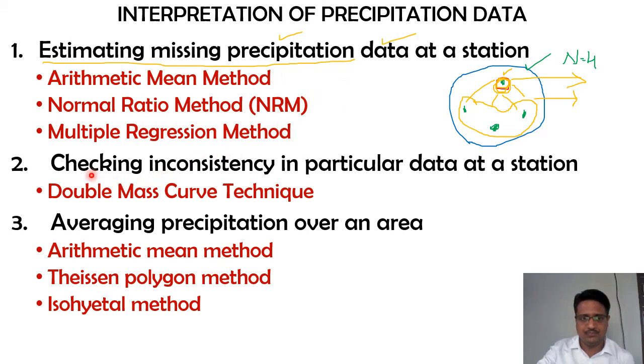Now the second one is checking the inconsistency in data at a station. What I mean by that is, imagine the same scenario again. I have calculated the optimum number of rain gauge stations with the required formula and got N equals 4, and in the catchment area I have the same number of rain gauge stations that need to be there.